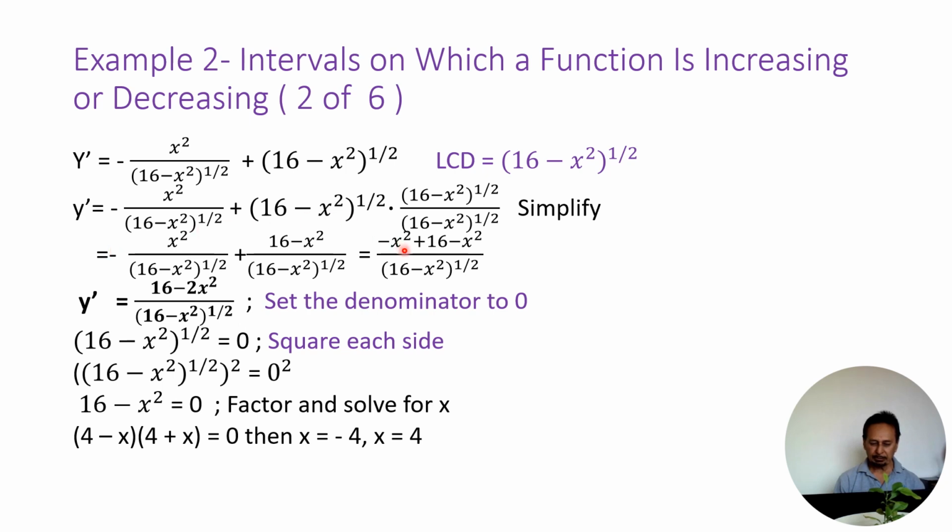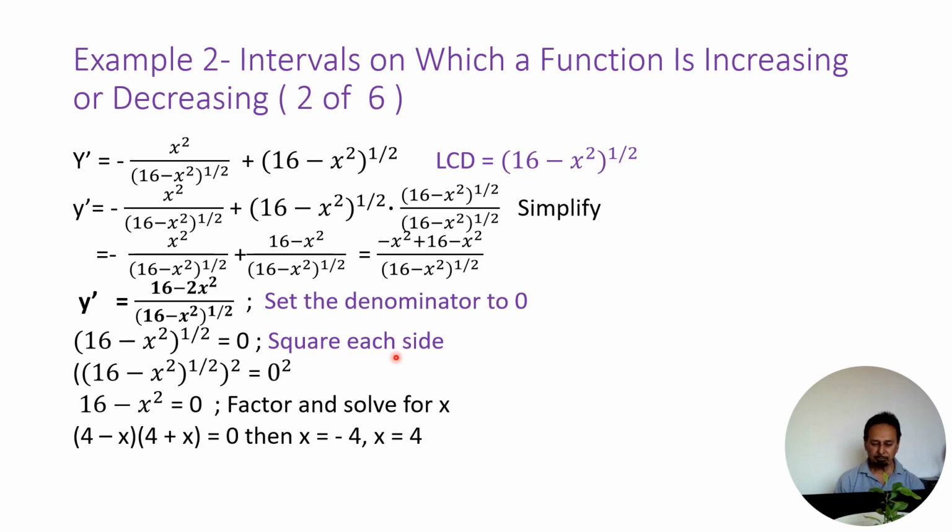So we get negative x squared plus 60 minus x squared. So we become 60 minus 2x squared over 60 minus x squared to the 1/2. Now this is a rational function, so we're going to set the numerator and denominator to 0. So we set the denominator to 0, 60 minus x squared to the 1/2.